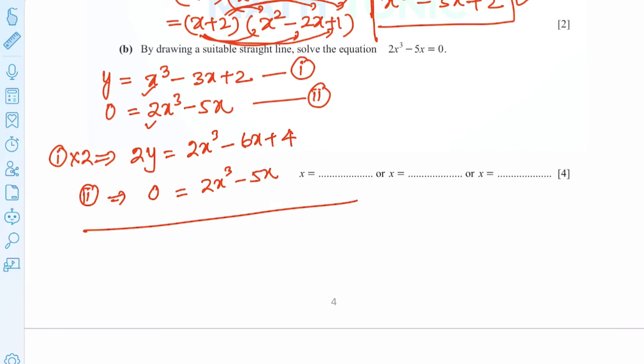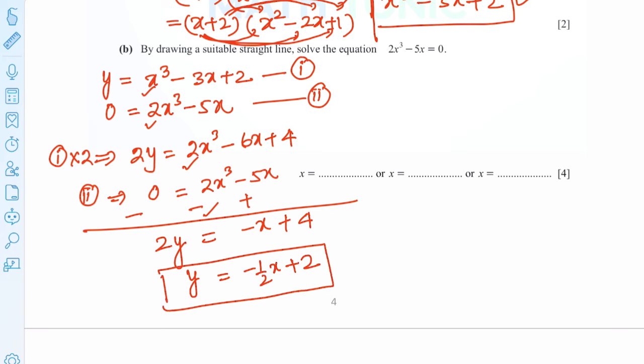Easy. Now please subtract this. If you subtract, this minus becomes plus, right? So minus 2x cube plus 2x cube becomes 0, minus 6x plus 5x becomes minus x, and this side we have plus 4, and here this side we have 2y. Are you getting it? Right? Now divide by 2 in each term, so we can say y equals minus half x plus 2. See, we got y as a straight line, that is minus half x plus 2. That means we have to draw this straight line on the graph paper.